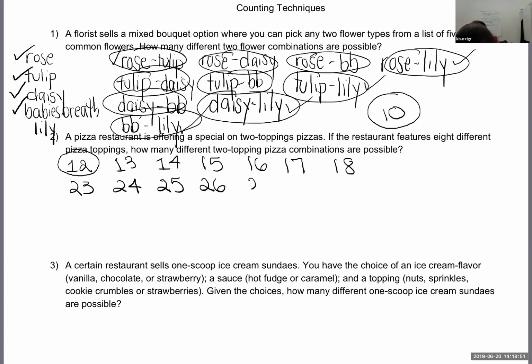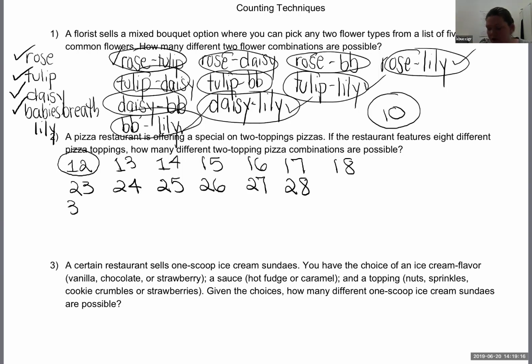Anybody want to speak to why I don't have a 2, 2? Why didn't I write 2, 2? It has to do with the wording of my question. Because they're asking for 2 different toppings. Exactly. It's looking for a 2-topping pizza. So a pepperoni is not a 2-topping pizza. It's just a pepperoni pizza. That's 1 topping. Okay. So now I'll start my 3 rows.